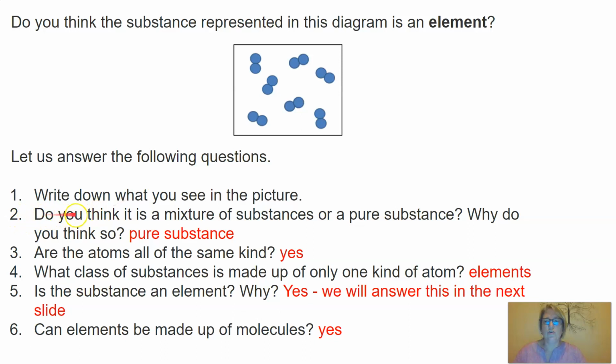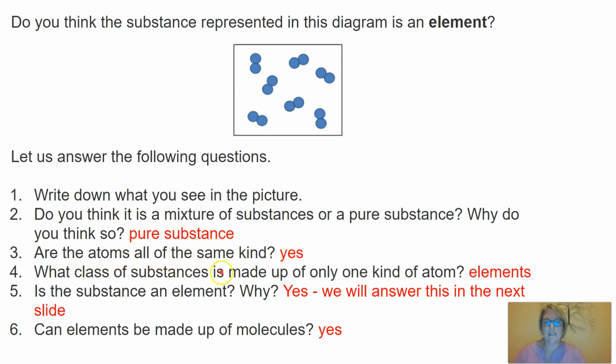Question 2. Do you think it is a mixture of substances or a pure substance? And why do you think so? So, I think it is a pure substance because all the circles here are blue, which means they are all the same type of substance. Question 3. Are the atoms all the same kind? Yes, they are. They are all blue.